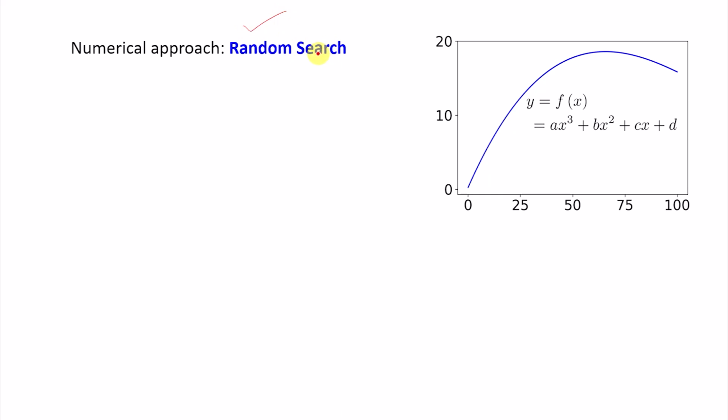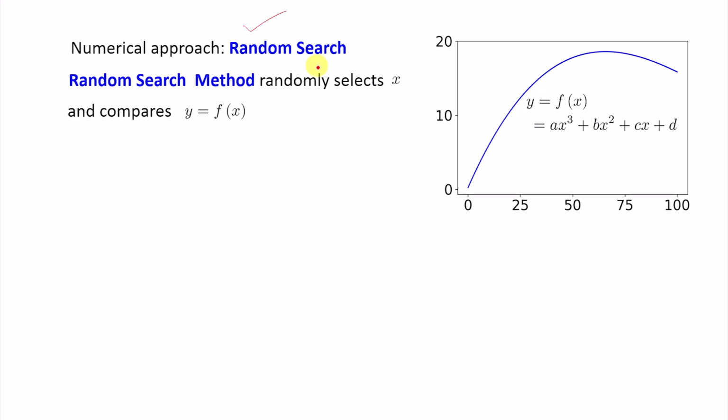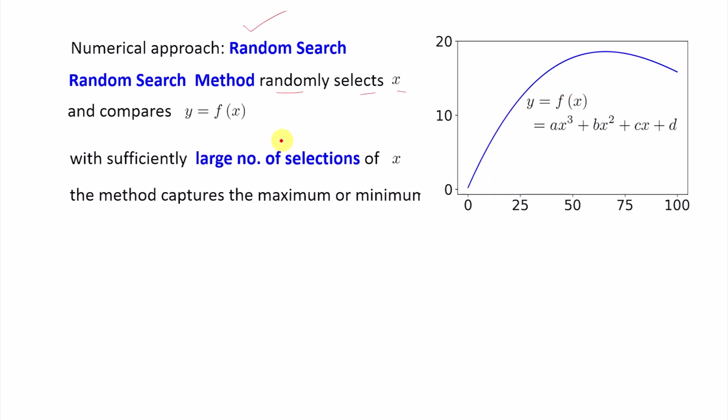So what is random search? Well, random search is a very simple technique. Within the domain of our interest, we randomly select x, and then at that x location we check the value of y. If I get a higher y than before, I take this higher y as my current value, and I keep on doing this for as many random numbers as possible. So eventually I'll hit the highest point. That is the idea. It's a very simplistic idea.